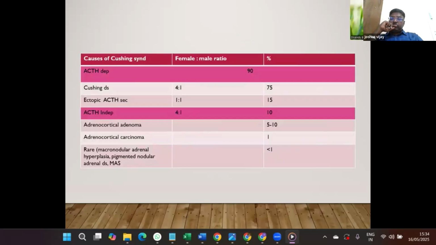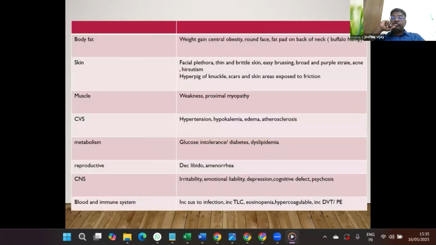Here is the table which shows that ACTH dependent Cushing's is 90% and ACTH independent Cushing's is only 10%. The female to male ratio is higher in Cushing's disease, that is ACTH dependent, at 4:1. ACTH independent is also more common in females. You can see here that ectopic ACTH secretion has an equal sex ratio.